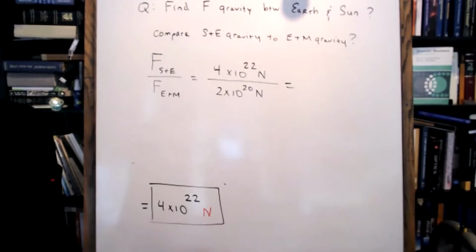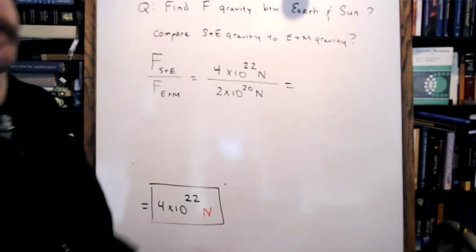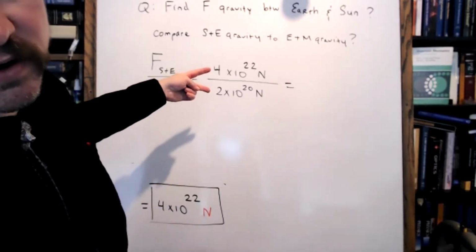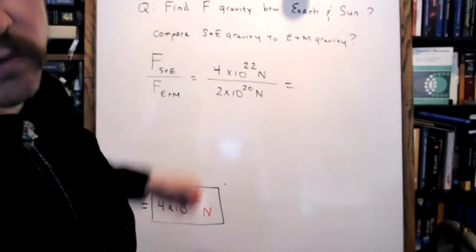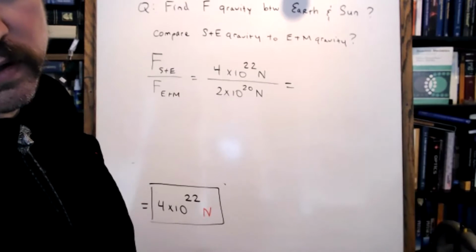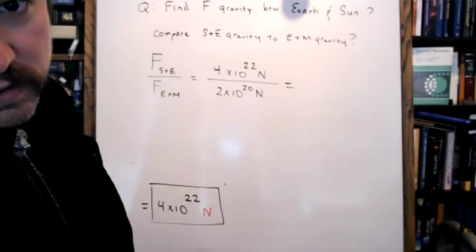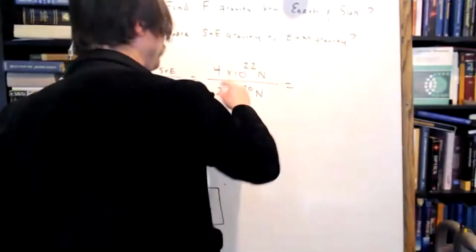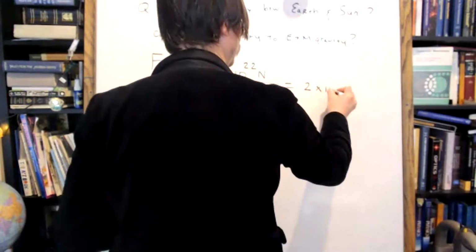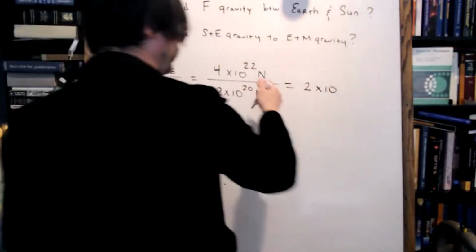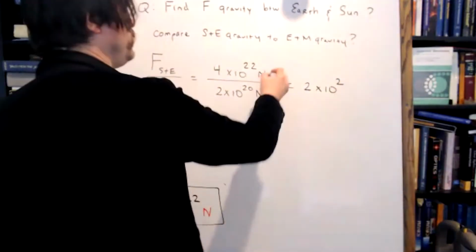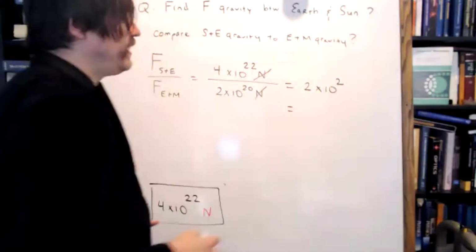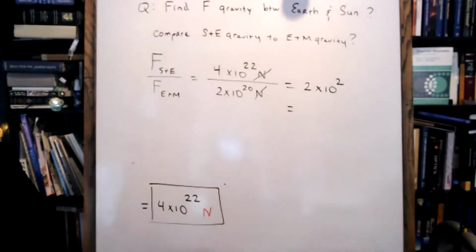All right. I think you would. Okay. If you have to think, you don't know how to do it. Well, I think it would be 2 times 10 to the, sorry, to the second. Just 2. That's right. So, all right, good. 4 divided by 2 is 2. You subtract powers. 22 minus 20 is 2. The units cancel. What is that in plain old English? What's that number? That is 200. That's right.